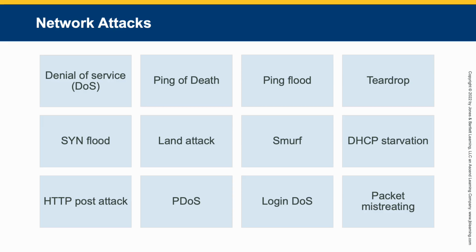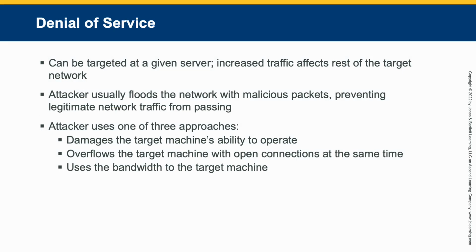Network attacks: the denial of service, ping of death, ping flood, teardrop, and the list goes on. Let's look into the distributed denial of service in a little bit more depth. It can be targeted at a given server, and increased traffic affects the rest of the target network. The attacker usually floods the network with malicious packets, preventing legitimate network traffic from passing, and the list goes on.